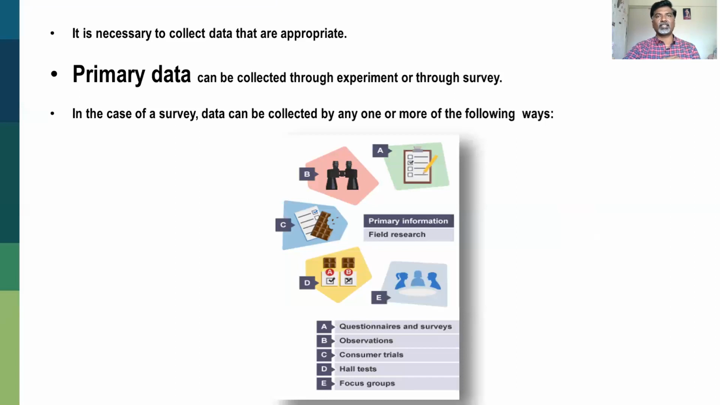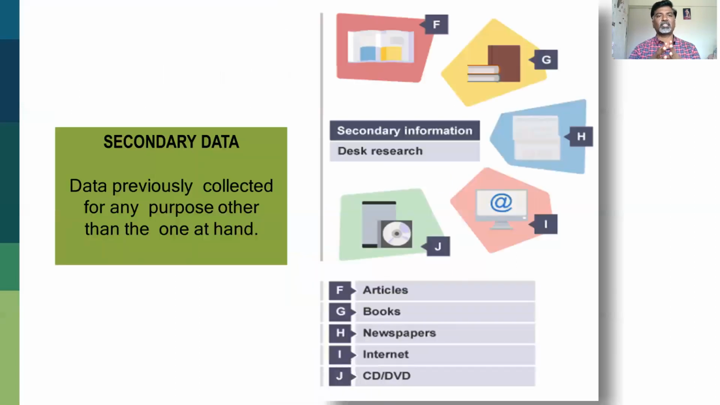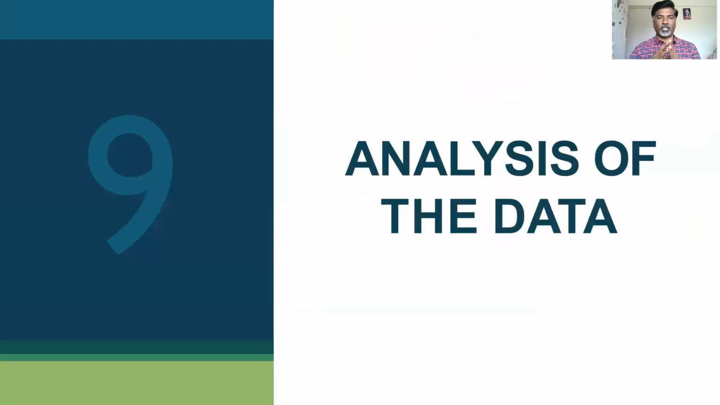The other type of data is called secondary data. Secondary data is data published by other people who have already done research. You can collect secondary data from different research articles, books, newspapers, the internet, and published CDs and DVDs. By reading and referring to those materials, if you collect some data, then that data is called secondary data. So primary data and secondary data are related to your research, and on the basis of that, you go ahead with the next part, that is analysis of data.